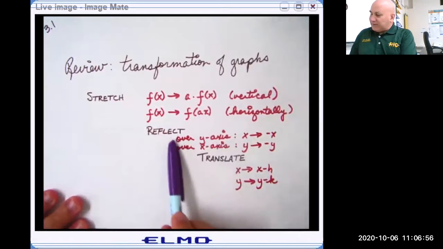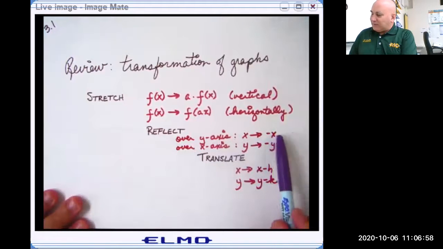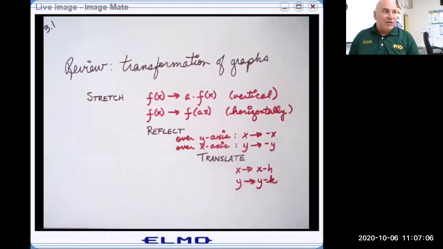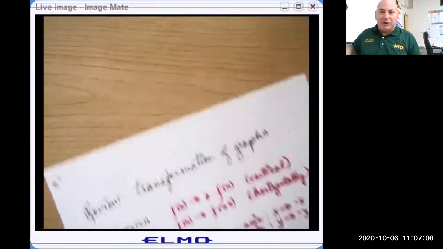If we want to reflect something over the y-axis or the x-axis, we make these changes to our parent graph, and these for translations. All of this should be reviewed.